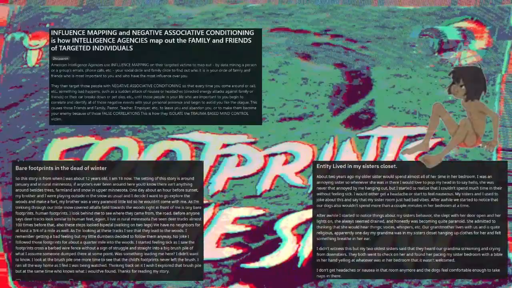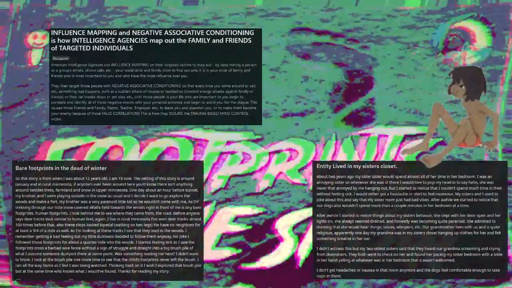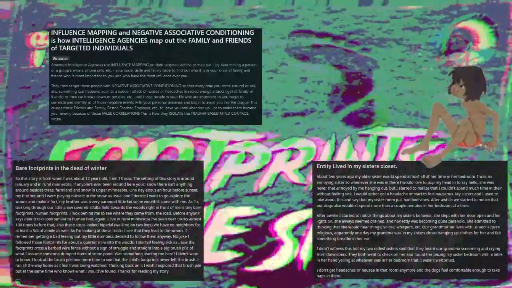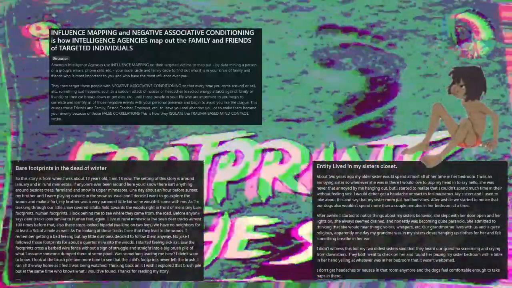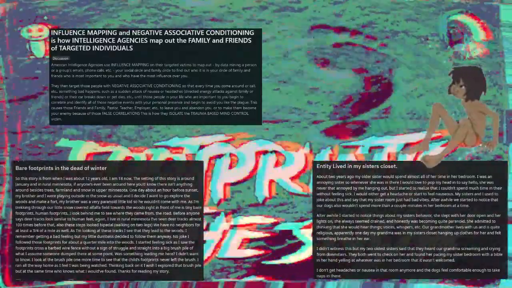This causes those friends and family, pastor, teacher, employer, etc., to leave you and abandon you, or to make them become your enemy because of those false correlations. This is how they isolate the trauma-based mind control victim.